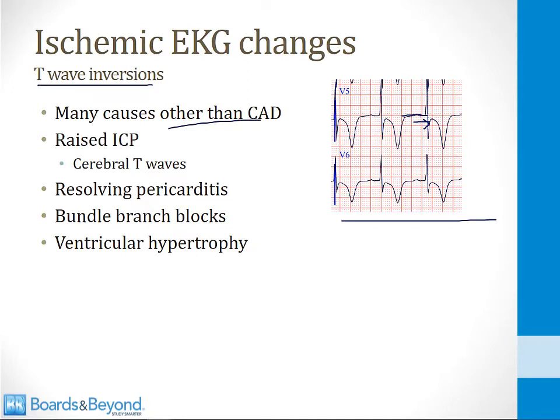You can see this when the intracerebral pressure is very high. This is called a cerebral T wave. You can see T wave inversions in resolving pericarditis. These are a normal finding in many patients with bundle branch blocks, and you can also see them when the left ventricle or right ventricle has hypertrophied.